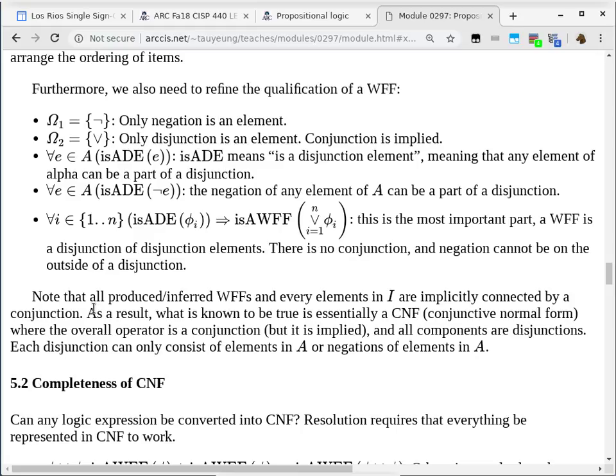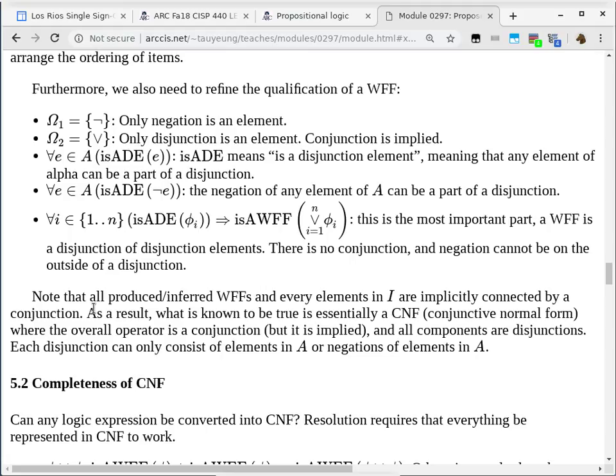So everything in alpha is basically a disjunction element. Okay, so I use the predicate is ADE to mean is a disjunction element. Okay, it's just a predicate. That's all it is. And then we will also say that the negation of that is also known as an element of a disjunction. So you pick anything out of alpha, we can use it in the disjunction. That's what it means. Is that okay?